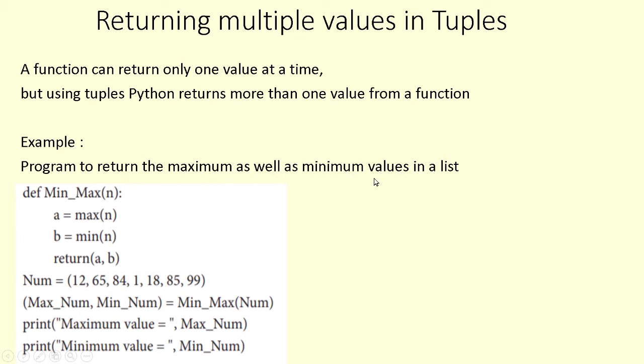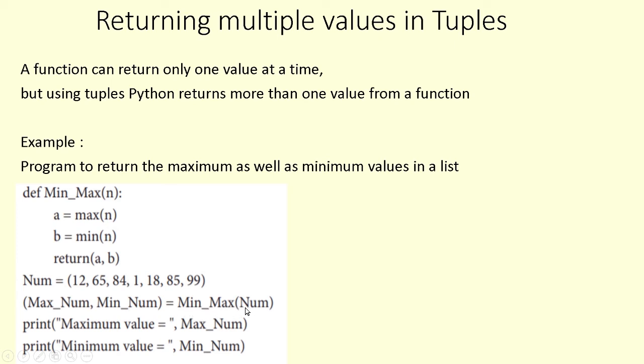Okay, so they have given a program for finding the maximum as well as the minimum values in a list. So this is the function def, up to this the function definition is given. From here the main program starts, that is num is equal to 12. Some collection of values is given within parentheses, so it becomes a tuple. Okay, so the next statement is max num comma min num is equal to min max of num. When you see this, it's like a tuple assignment. The variables on the left side are enclosed within parentheses, so they are tuples.